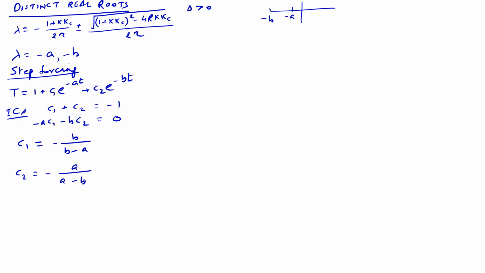And so our unit step temperature response is T equal to 1 minus b over b minus a e to the power minus at plus a over b minus a e to the power minus bt. So this is the unit step forcing response. If the differential equation was forced by a unit step, this is the response that we would get.